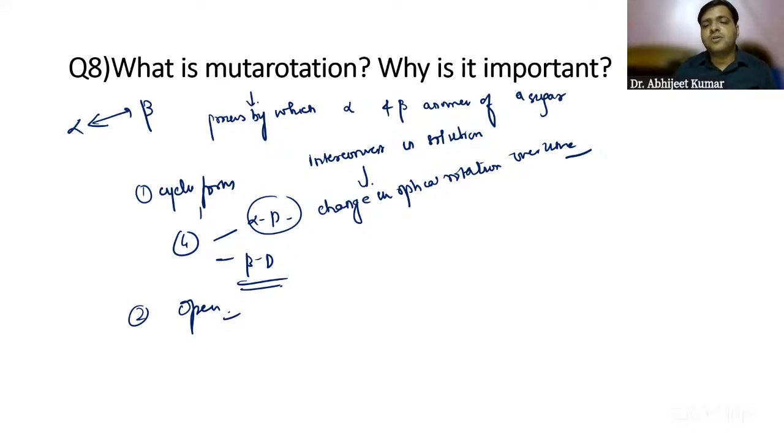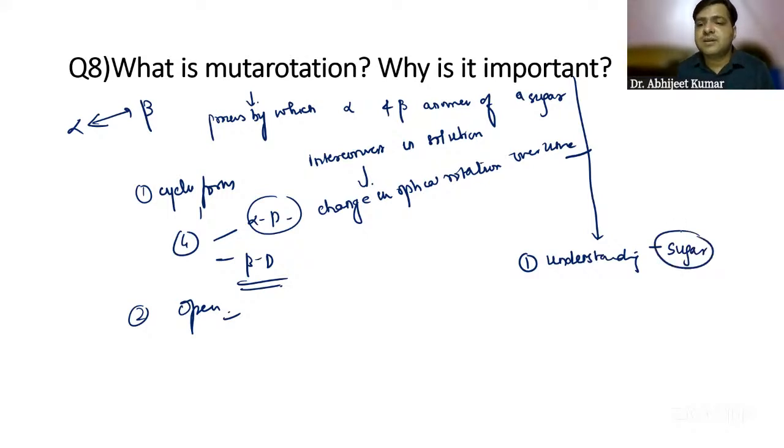Now, what is the importance of mutarotation? It helps in understanding sugar behavior, basically the properties of the sugar in the biological system, how sugars are metabolized and how they are utilized in the living organism. Secondly, you have to remember all the biochemical and enzymatic reactions involving these carbohydrates, so it is important for that.